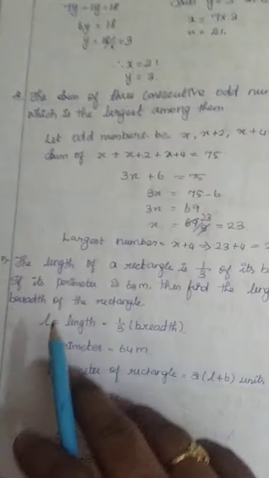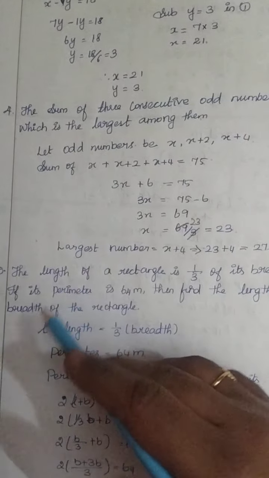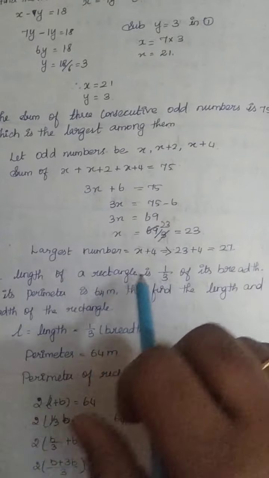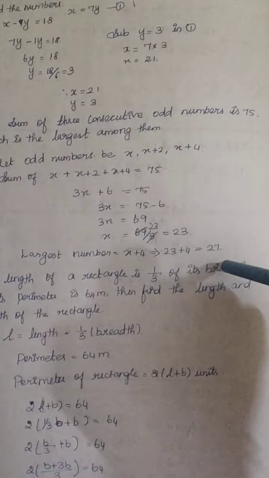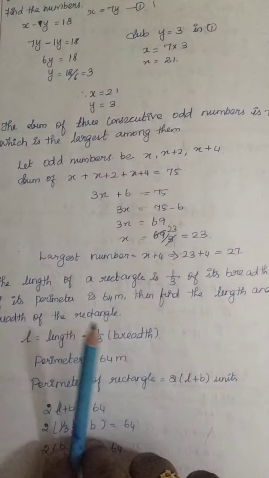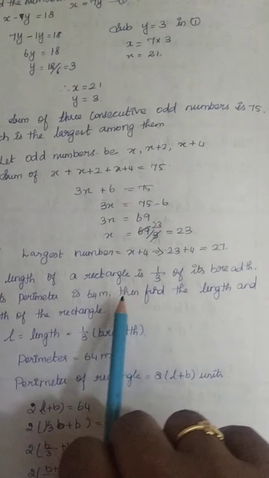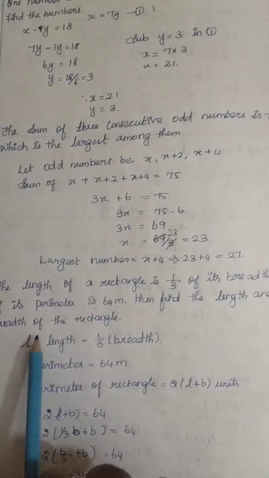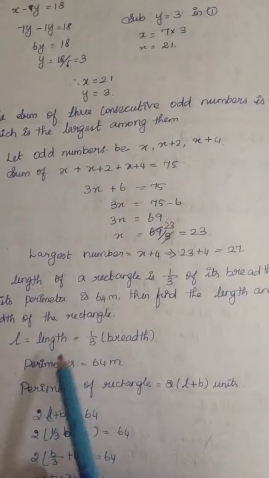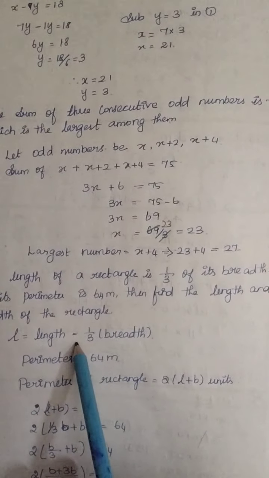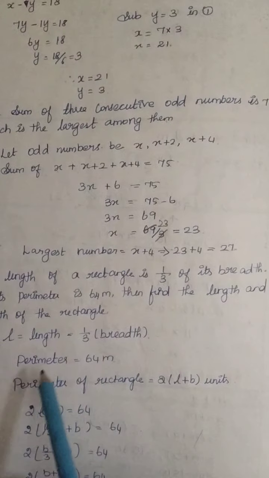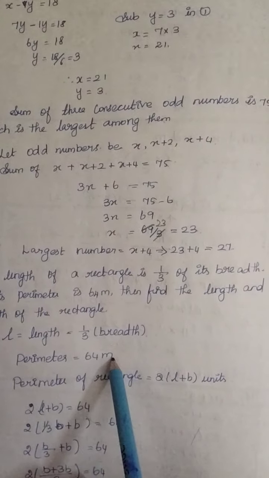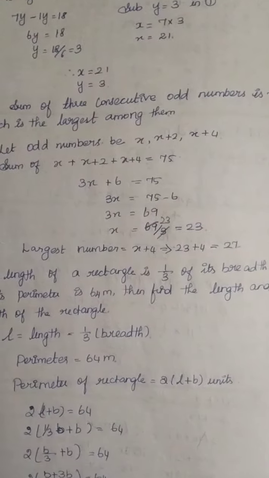Clear? So now we are going to see the fifth sum. The length of the rectangle is 1/3 of its breadth. If the perimeter is 64 meter, then find the length and the breadth of the rectangle. So first of all, length is equal to 1/3 of the breadth. Then the perimeter is given. Perimeter is equal to 64 meter.